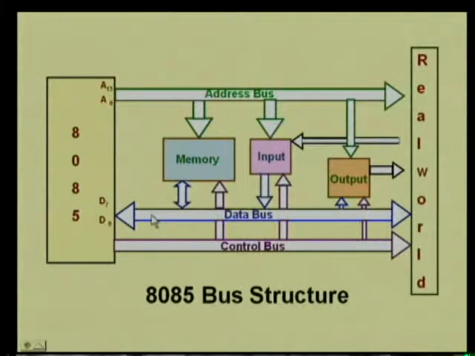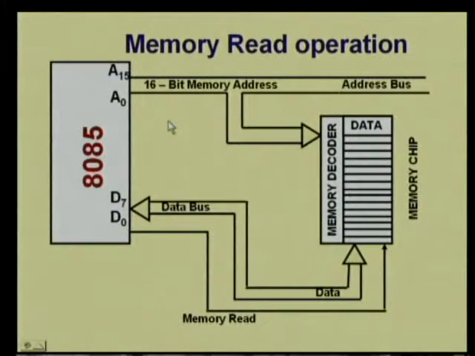Next, the data bus. The data bus is a bidirectional bus. So here it can send data to the external world, to a memory or to an output device, and it can take data from the external world, from an input device or from the memory. So the data bus is bidirectional. The data transfer may take place from processor to peripheral or from peripheral to processor, whereas the processor can generate control signals and send them to any of the peripherals according to the requirement of the machine operation. So that is about the bus structure of 8085.